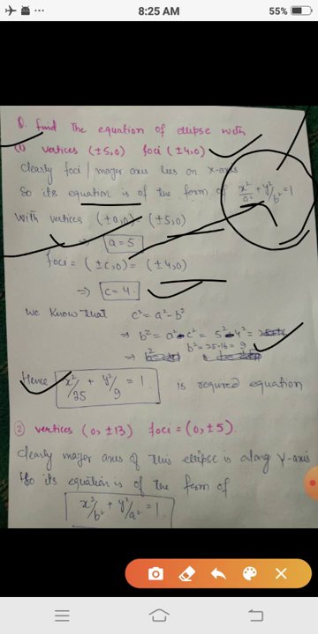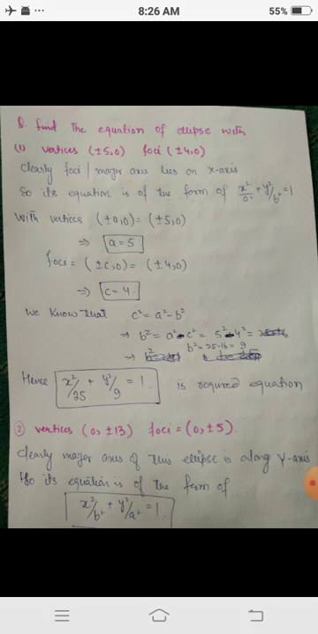Now the second one is, if the vertices are 0, plus minus 13 and the foci are 0, plus minus 5, we have to find its equation. Clearly the major axis is along the y-axis, hence its equation is of the form x square upon b square plus y square upon a square equals 1, where a is greater than b, because we know that when the denominator of x square is less than the denominator of y square, then we simply say that its foci or its major axis is along the y-axis.